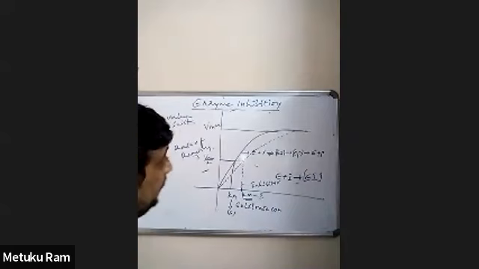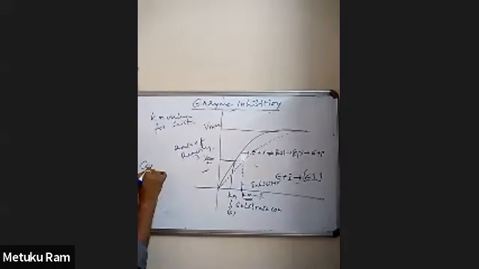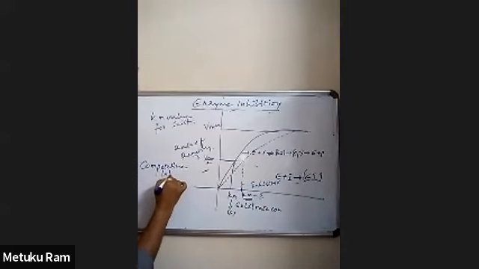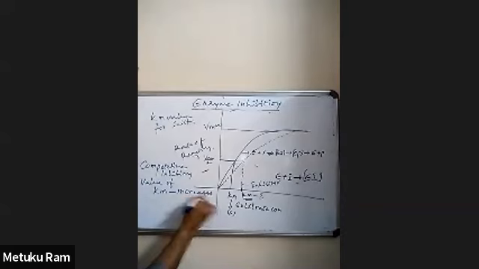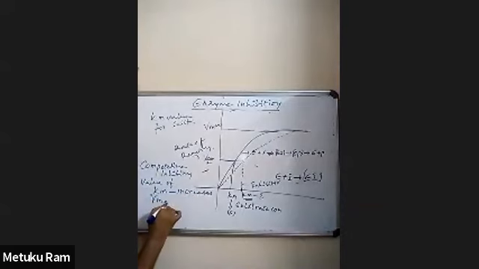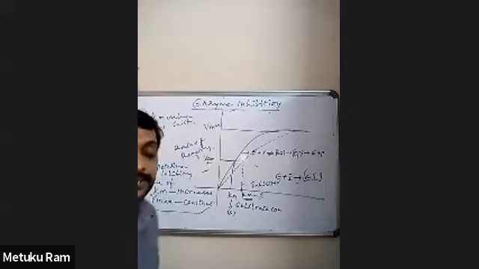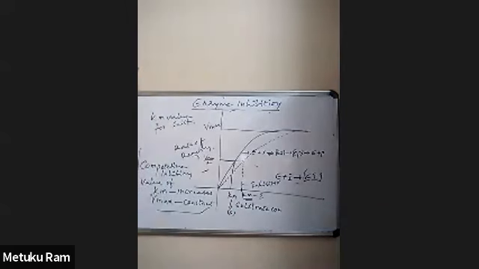Remember, in a competitive inhibition, the value of Km increases, Vmax value constant. Please take the graph and make notes of this. This is extra syllabus, but this is there for the NEET examination also.